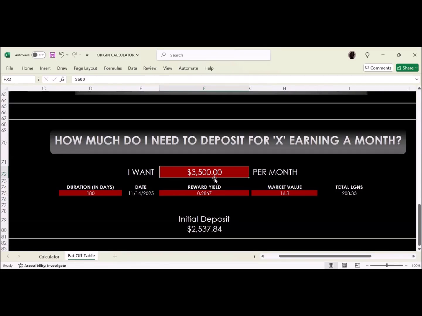All right, 2,500. Who would have thought that you were that close to covering your entire monthly budget? All right, but let's just say you didn't want to wait 180 days. Let's reduce this down to 90 days. I'm going to put 90 days in here. How much would you need to deposit then? $5,400. So $5,400, you let it sit for 90 days. Every month thereafter, you would be able to eat off the table or withdraw $3,500 from your profits to pay your entire monthly budget without ever touching the principal. Can you see that?